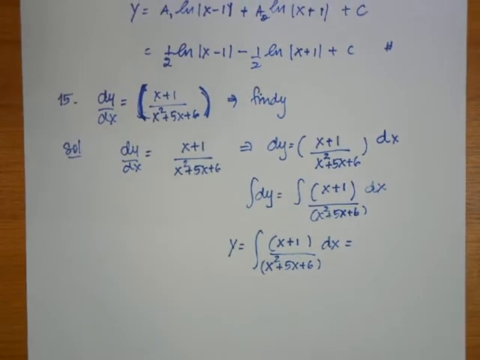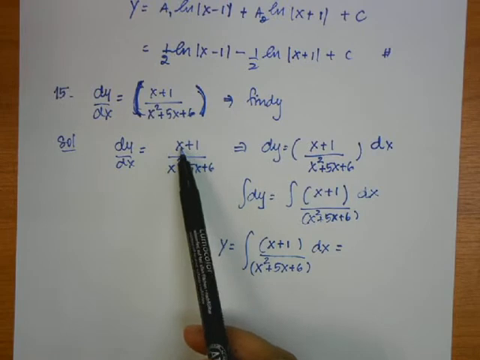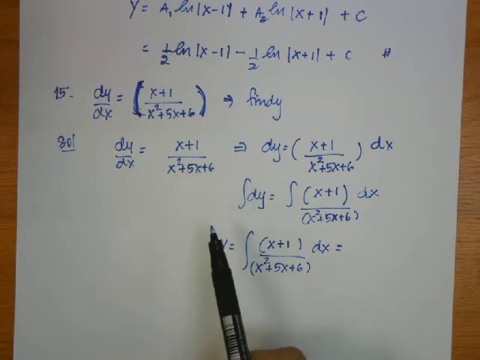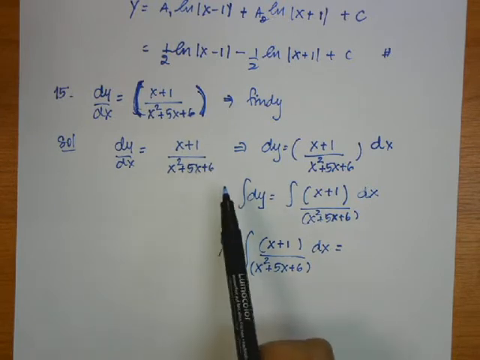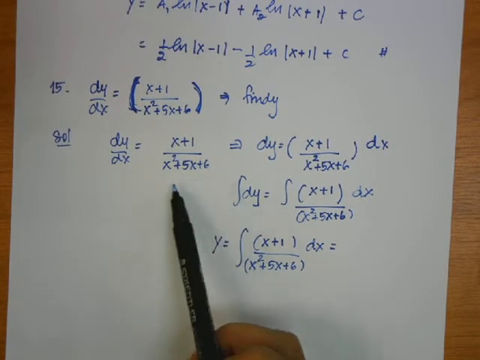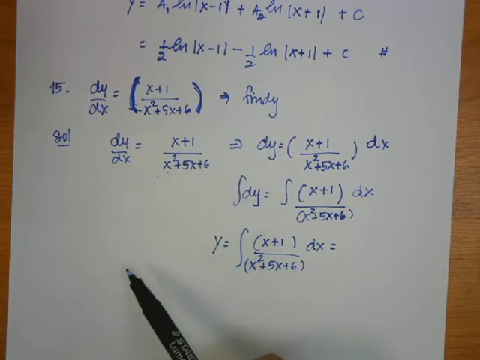Okay, next example is if we have dy/dx equal to x plus 1 divided by x squared plus 5x plus 6. From this equation, you would see that the power of the numerator is less than the power of the denominator. So that means we probably will be able to use the partial fraction technique to find the solution of this differential equation. But the next thing that we have to consider is whether the denominator can be separated into two terms.